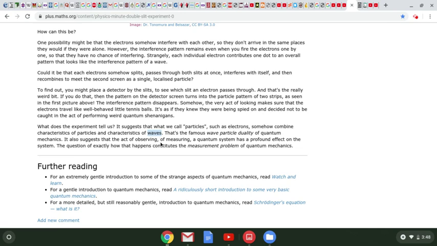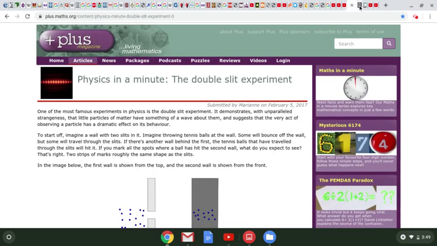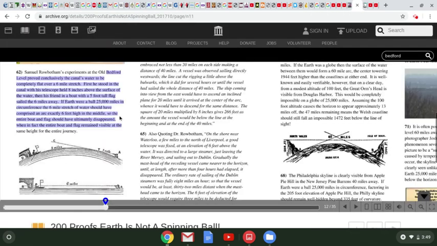But who's observing who? That's the famous wave-particle duality of quantum mechanics. It also suggests that the act of observing, of measuring a quantum system, has a profound effect on the system. We're talking the matrix. The question of exactly how that happens constitutes the measurement problem of quantum mechanics. Oh, man. So, dig on it more. I told you, man, this is all about observation. It's all about observation.